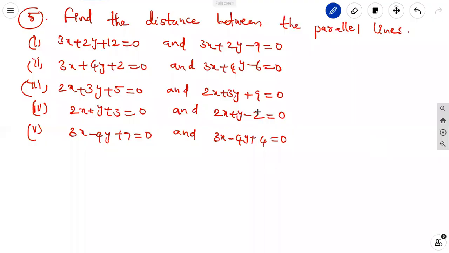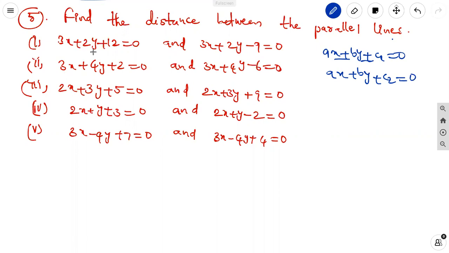Next problem, find the distance between the parallel lines. First, we can observe the lines, how to recognize those are parallel. The parallel lines means only the constant will be different. Ax plus by plus c1 is equal to 0, ax plus by plus c2 equal to 0. That is nothing but x and y coefficients are equal, only constants are different. Just you can observe the equations.